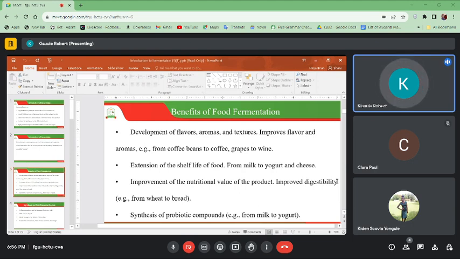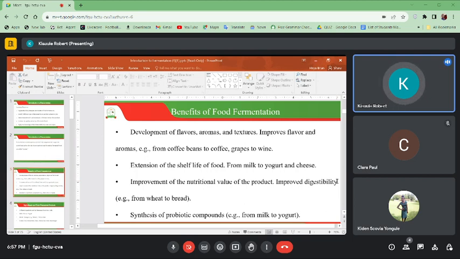Okay. So extension of shelf life of food, from milk to yogurt and cheese. We realize that milk can easily go bad in a duration of around 1 or 2 days. A maximum could be 2 days if you have preserved it well.